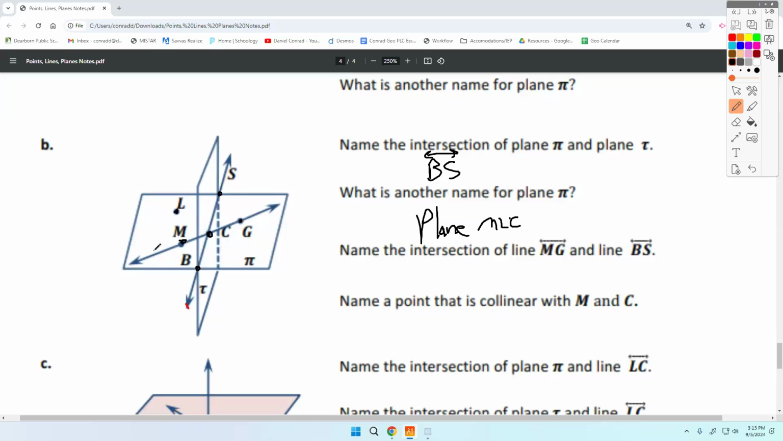Okay, name the intersection of line BS and line MG. That would be point C. And a point that is collinear with M and C would be point G.